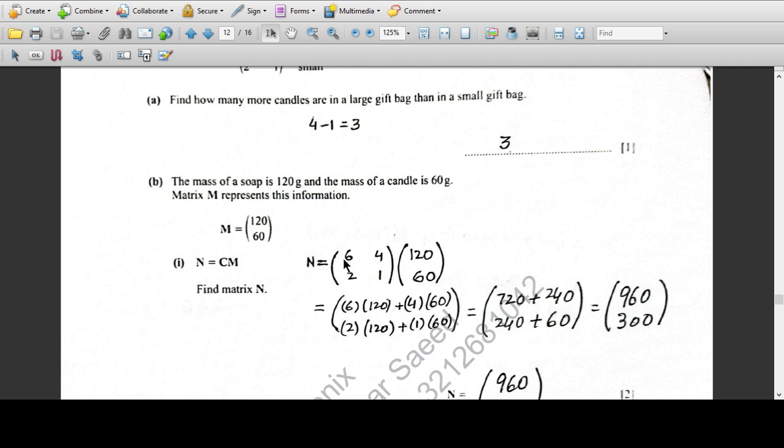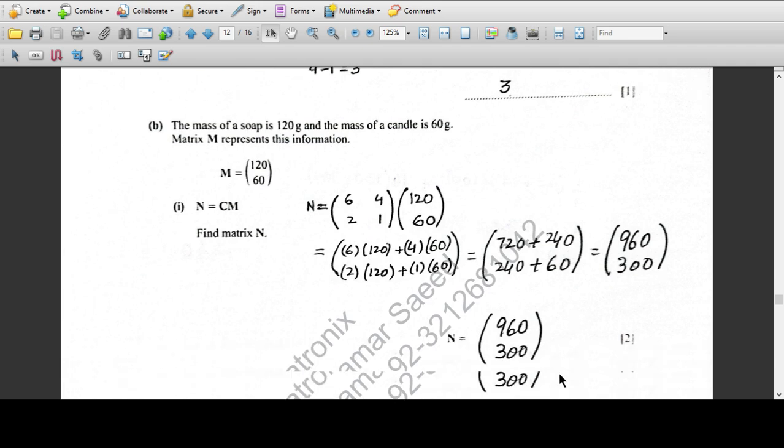Now multiply this 6 by 120 and 4 by 60. Then 2 multiplied by 120 and 1 multiplied by 60. This is simple multiplication. We have obtained 720 plus 240 and 240 plus 60. So this is 960 and this is 300. So the value of N is 960 and 300.